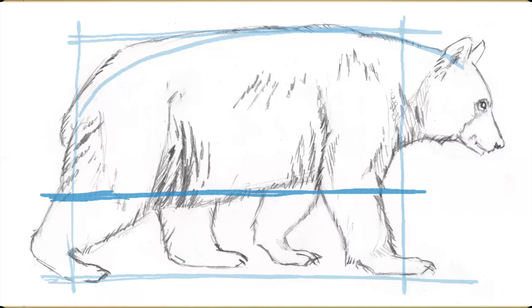From there, I'll block in the head, just a big circle for the mass of the head, and I will sometimes attach a little truncated cone sticking off the side of that for the muzzle of it. So the early part of a sketch, there's no detail, you're just blocking in the basic shapes.